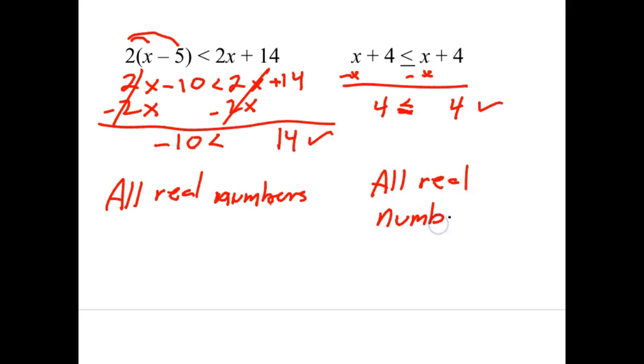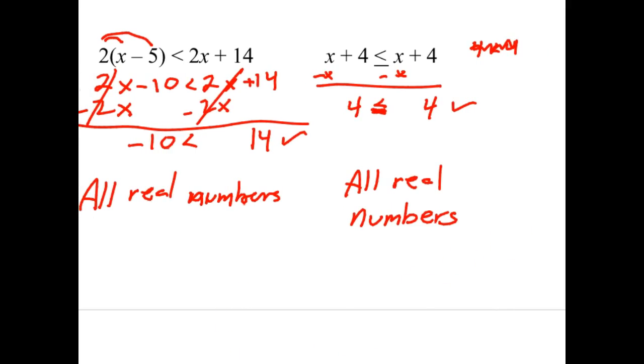So if this last one did not have the equal to, if it was just 4 less than 4, that would be false. Because 4 is not less than 4. So that equal to part makes a difference. Even though these are the same number, this is a false statement. 4 is less than 4.